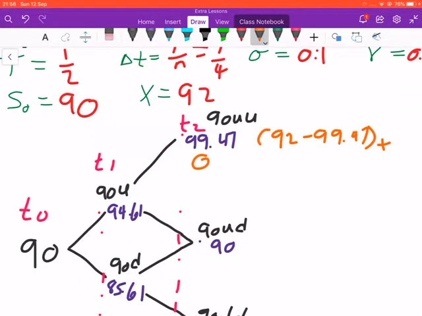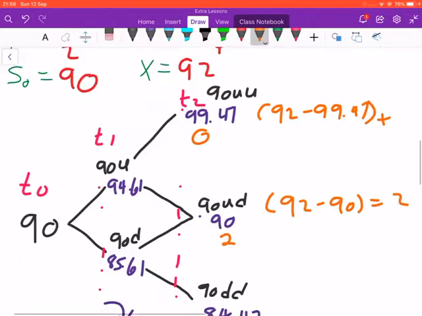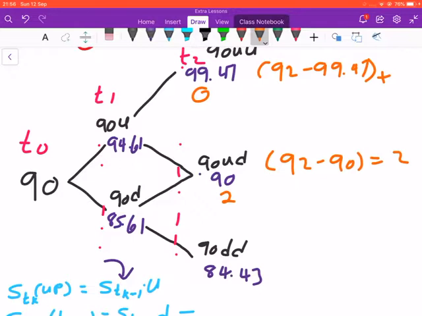So here you will have 92 minus 90. So your answer is going to be 2. It's positive, so you can just write it as 2. And then here, the value of the share in the down state, it's 92 minus 84.43, right? You only exercise when it's positive.